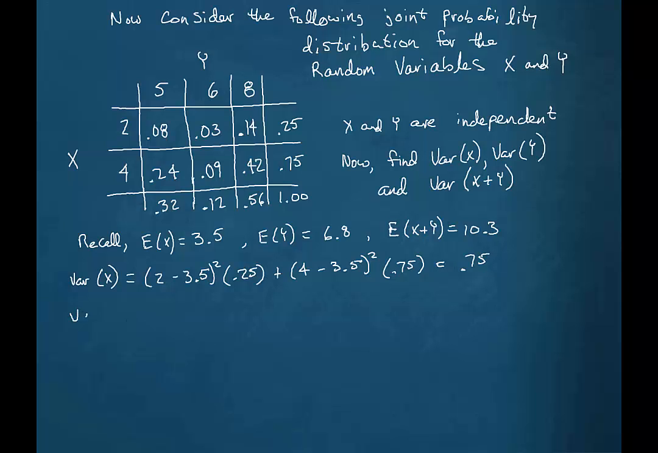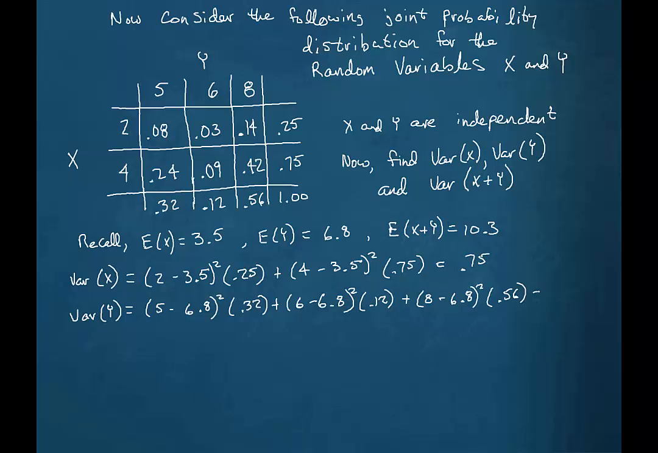Now let's do the same for y. And the variance for y turns out to be 1.92. Now let's find the variance for the sum of the variables x and y.